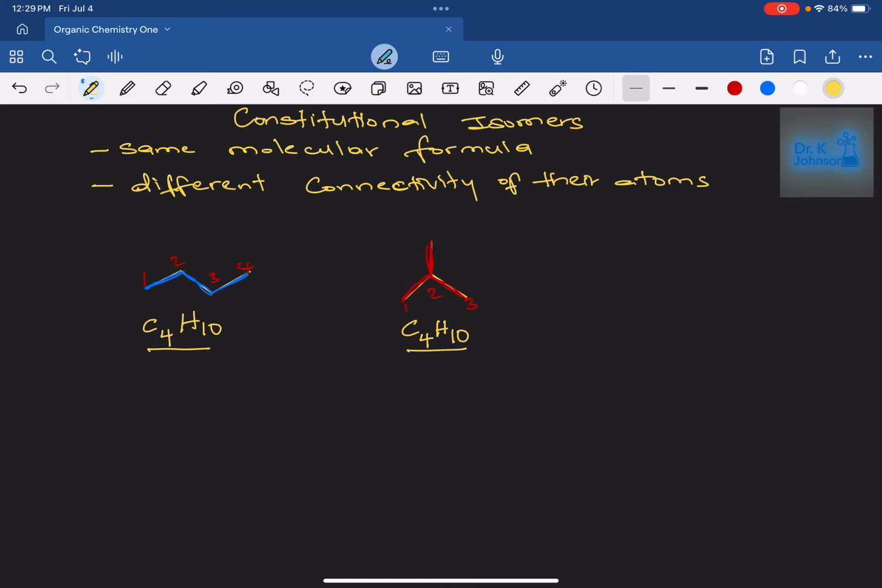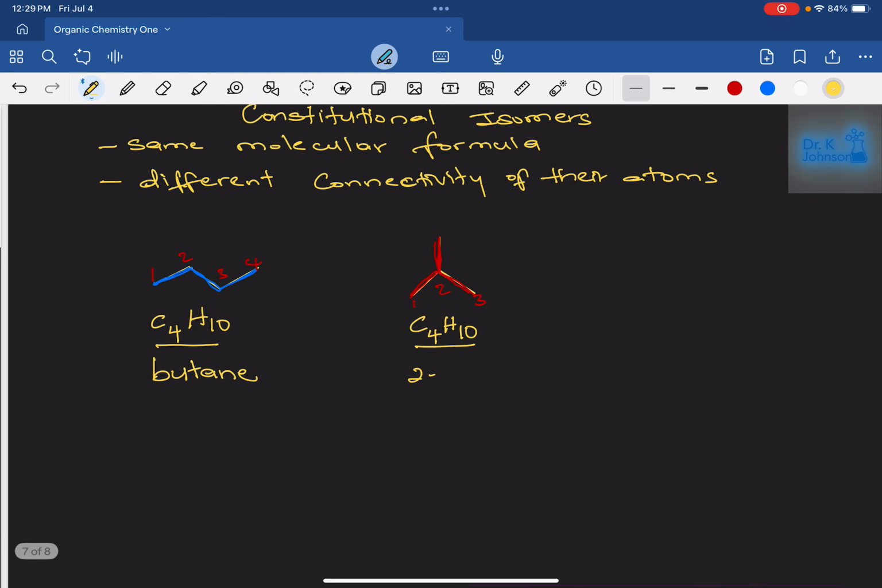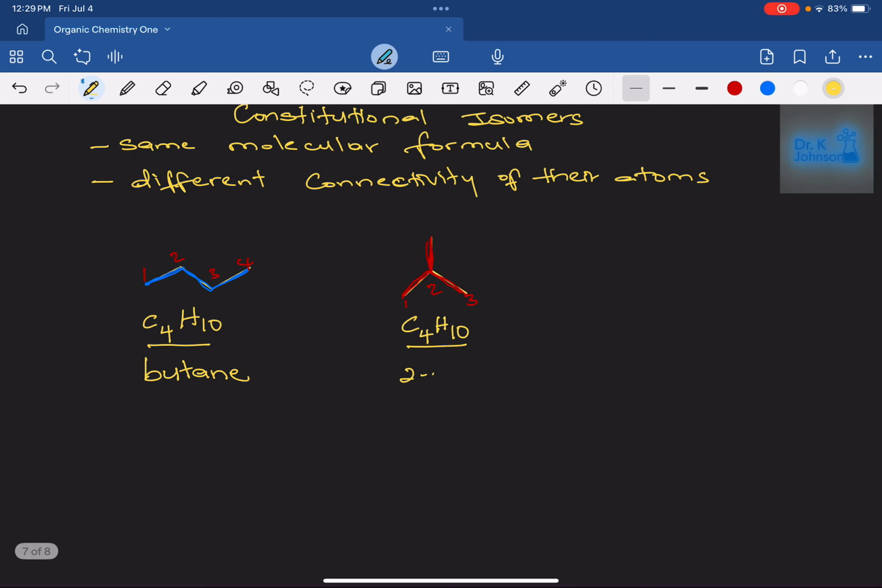So for example, this is butane. If you don't know how I got butane, please see naming alkanes. And this is 2-methylpropane. Three carbons in your longest chain, and on carbon 2, I have a methyl group. So that's 2-methylpropane. Let us look at another example so I can show you something.